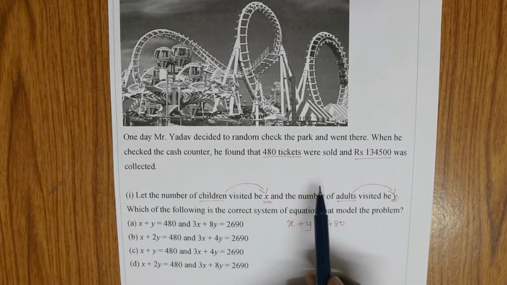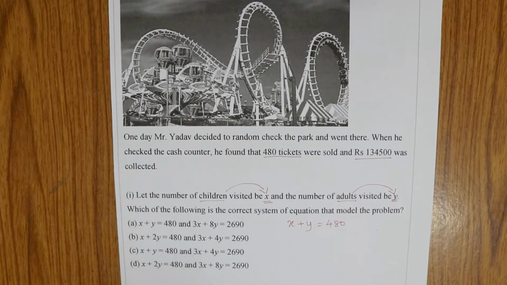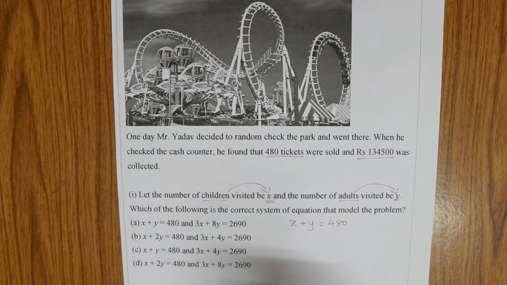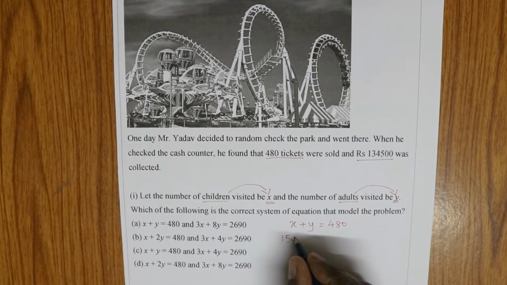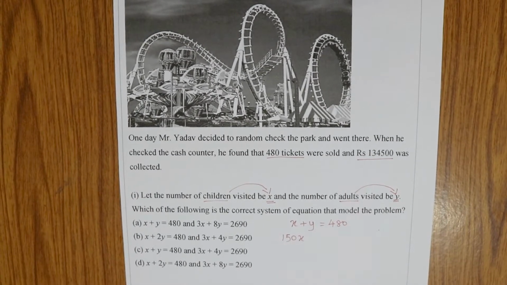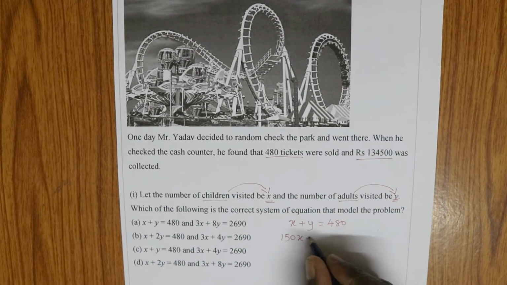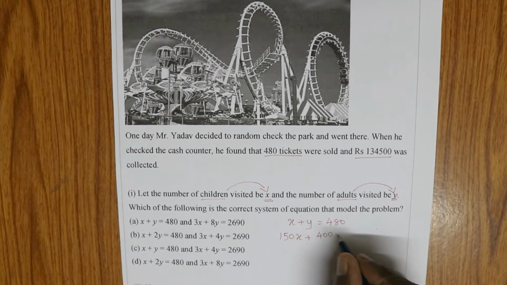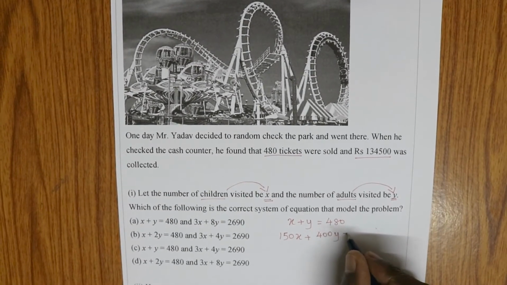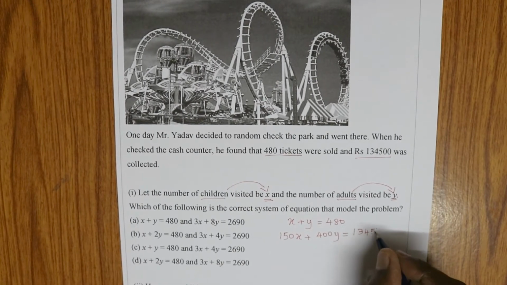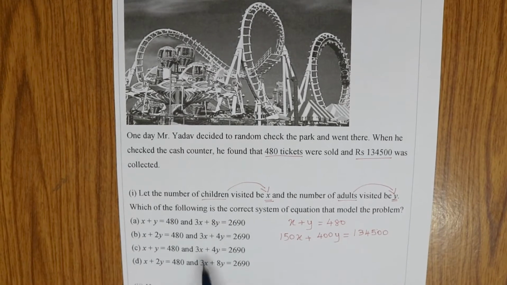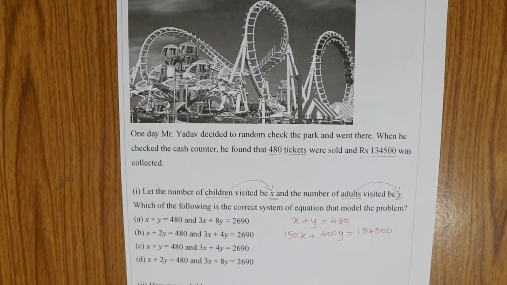So how much is the fare for the children and for the adults? 150 rupees for children. So 150 rupees for one child, so 150x, plus 400 rupees for one adult. How much money was there in the cash counter? 1,34,500. So this equation, nothing is there. So maybe they would have reduced it.